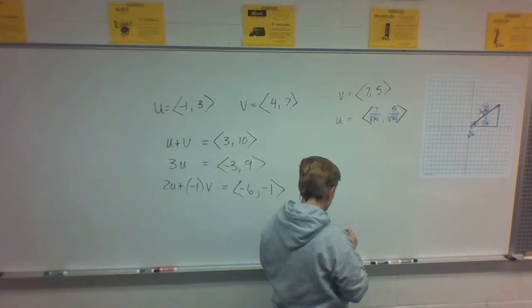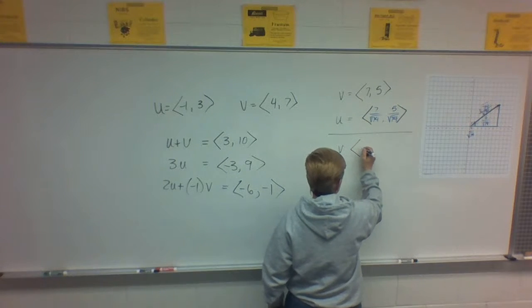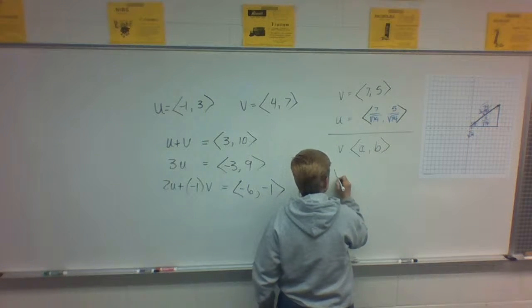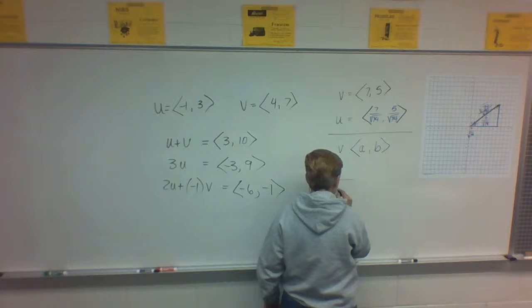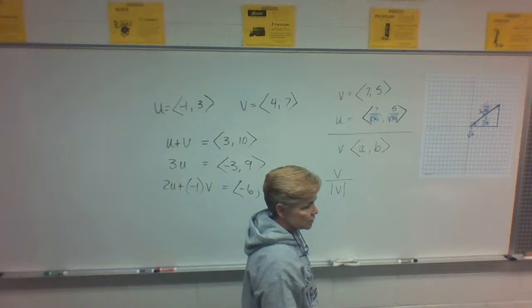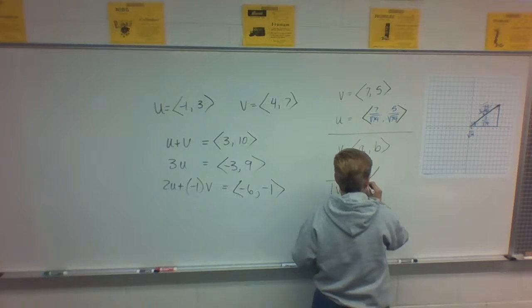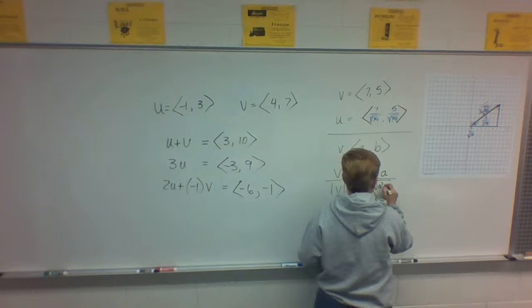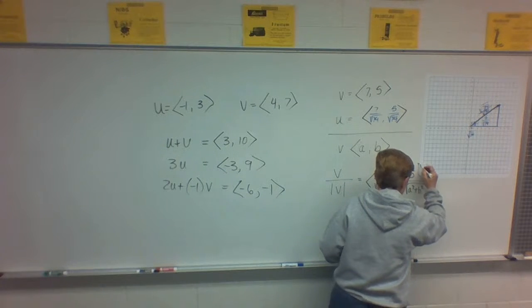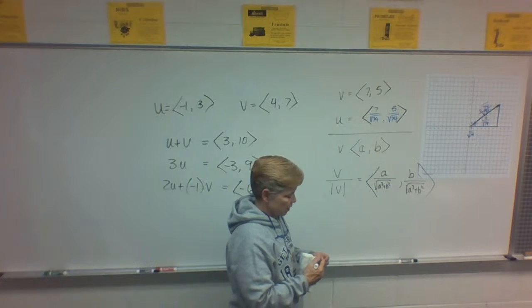So what we've come up with here, using just those numbers, is if I have a vector like this, V is equivalent to AB, then the unit vector in that same direction is going to be the vector V divided by the magnitude of V, which is equal to A divided by the square root of A squared plus B squared, comma, B divided by the square root of A squared plus B squared. You follow all that?